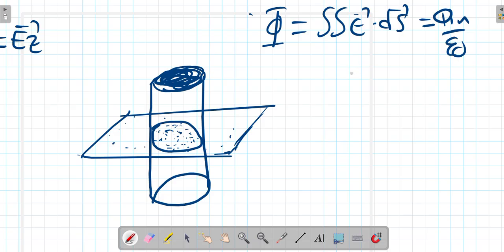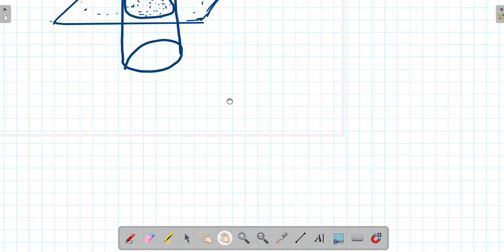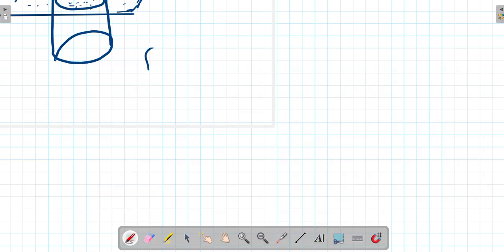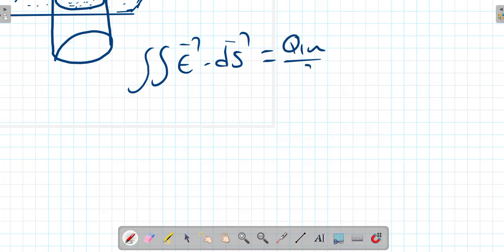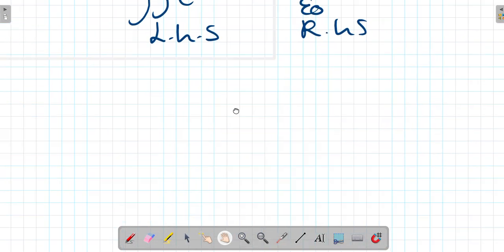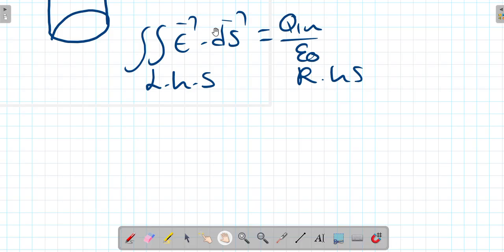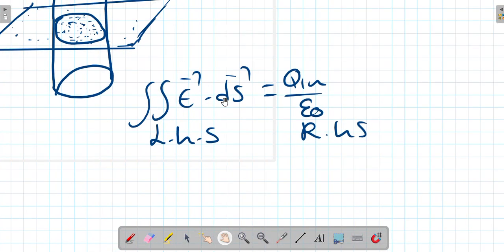So this is what Gauss's theorem said. If you want, you can write it this way: the double integral of E dot dS is equal to q inside over epsilon 0. This will be the left hand side, and this will be the right hand side. So you're going to work with the left hand side, and you equate it to the right hand side. Okay, so we're going to start with the left hand side.